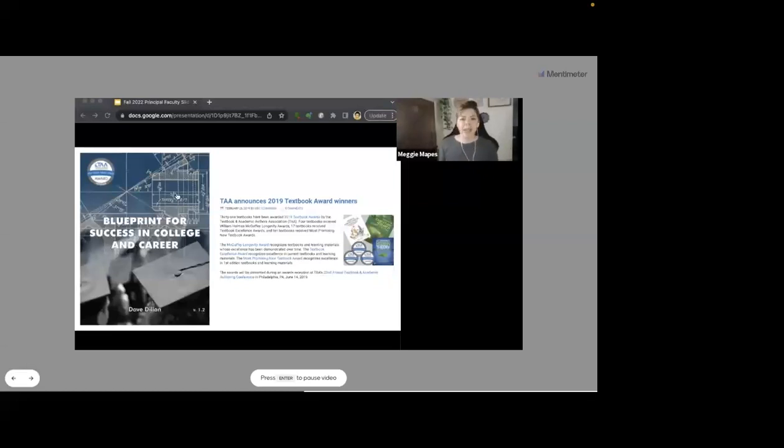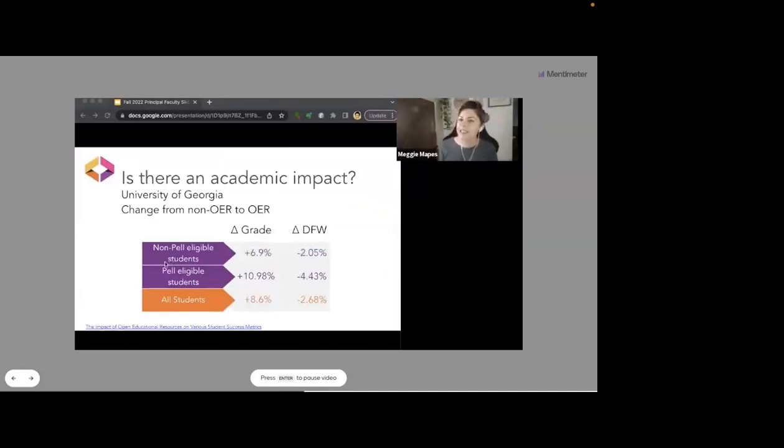And beyond where you can find a textbook and its quality, we're also always asked if there's a correlation between open textbooks and academic achievement. Earlier, when we were talking about the problem, we looked at that survey where students noted, hey, I've had to fail a course because of the cost of textbooks. But we also have research that shows there is a real correlation between open educational resources and academic achievement.